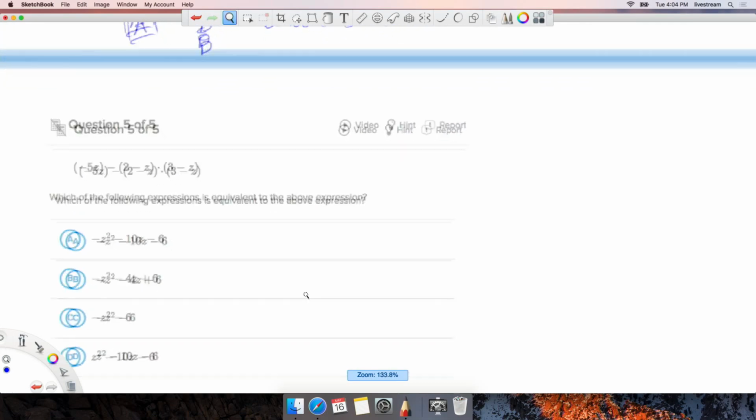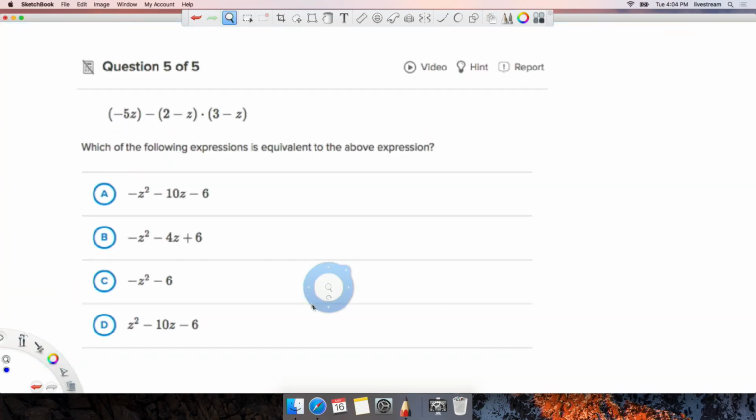And I'm going to zoom in here just to make sure that everyone can read it. So in this first question, I'm going to read the question first. Which of the following expressions is equivalent to the above expression? It's a pretty straightforward question, and so I understand that. And then I want to figure out the steps I want to take.